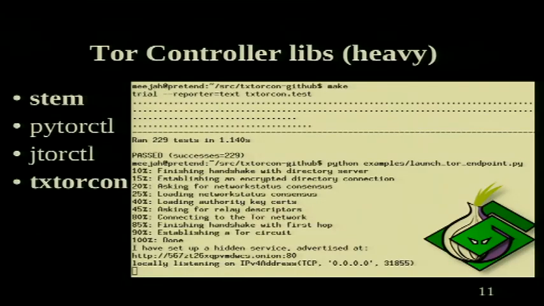Okay, and there are a bunch of other controller libraries that these tools use underneath. So Stem and PyTor Control are Python-based libraries that you can use in your application to be able to talk to Tor. You can say, please let me know how much bandwidth you're using. Please build circuits like this instead. Please set up a hidden service.